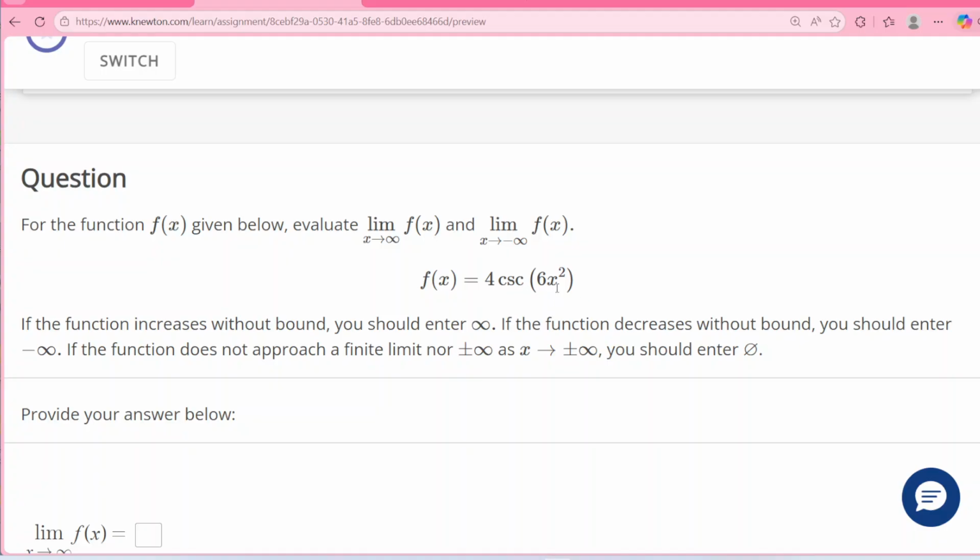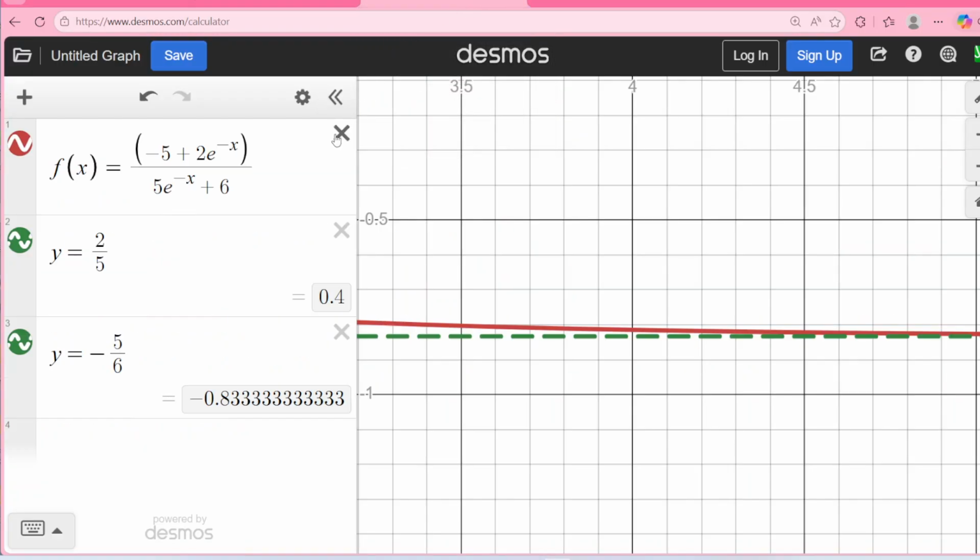Now 6x squared is in here. So when x goes to infinity or negative infinity, the value inside is going to get large and positive. So we're going to see what happens to cosecant for large positive inputs. But you're going to see that it's not going to approach a specific value. It's not going to be always going up forever or always going down forever or approaching some horizontal line. All right, let's take a look.